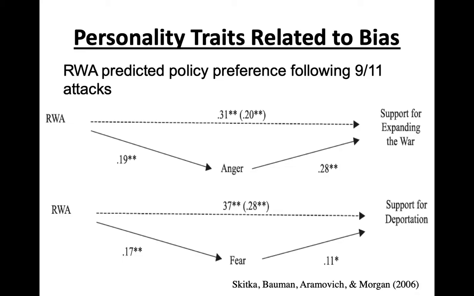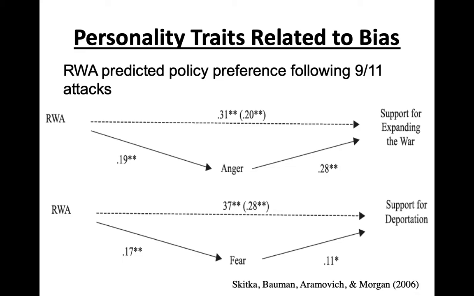And we were really interested to know how people would react and whether having this terrorist event would lead people to support different government policies that could be seen as very prejudiced and biased and even dangerous. In particular, we were interested in this personality trait of right-wing authoritarianism, and whether after the 9/11 attacks, people who were higher in right-wing authoritarianism would be more likely to want to expand the war against terrorism, not just in Afghanistan, but outside of Afghanistan to Iraq.